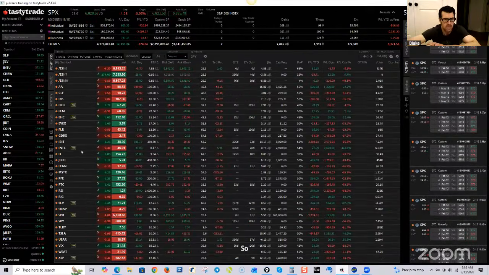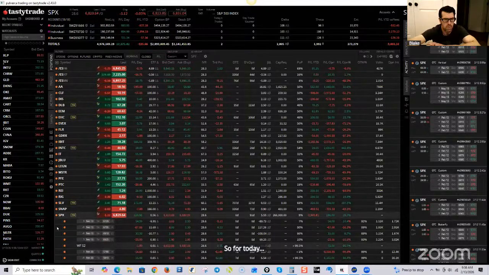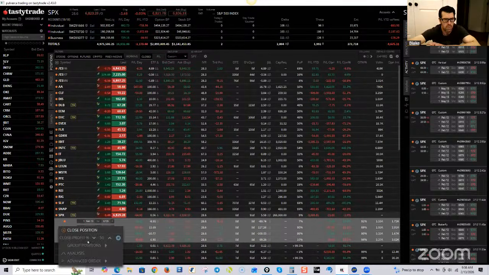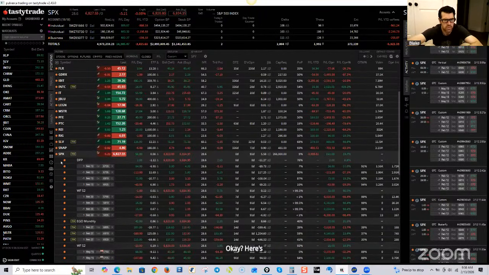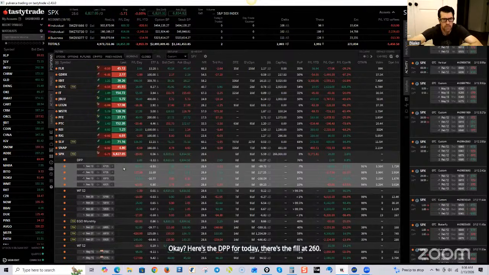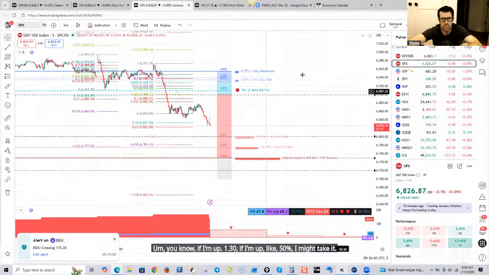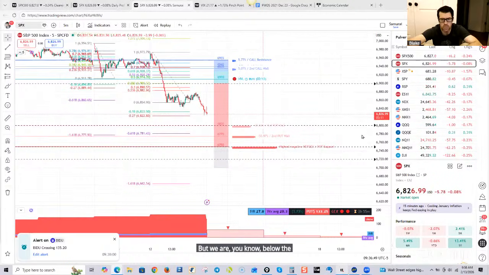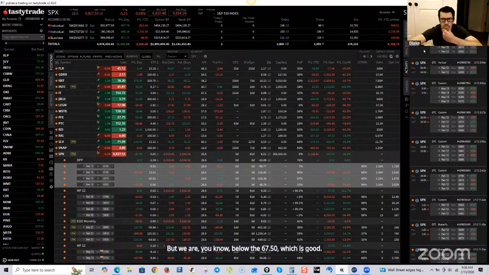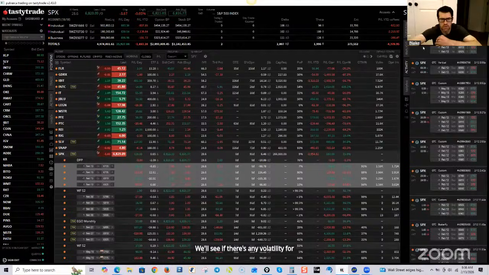So for today, okay, here's the DPP for today. There's the fill at 260. If I'm up 130, if I'm up like 50%, I might take it. But we are below the 6750, which is good. And we'll see if there's any volatility for maybe that second one to get filled.